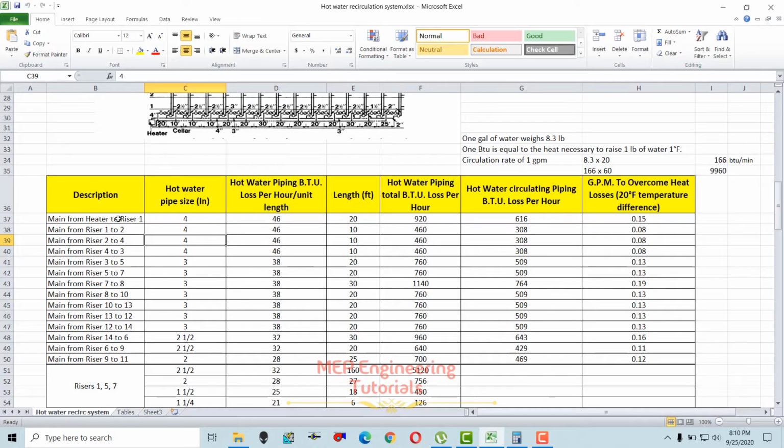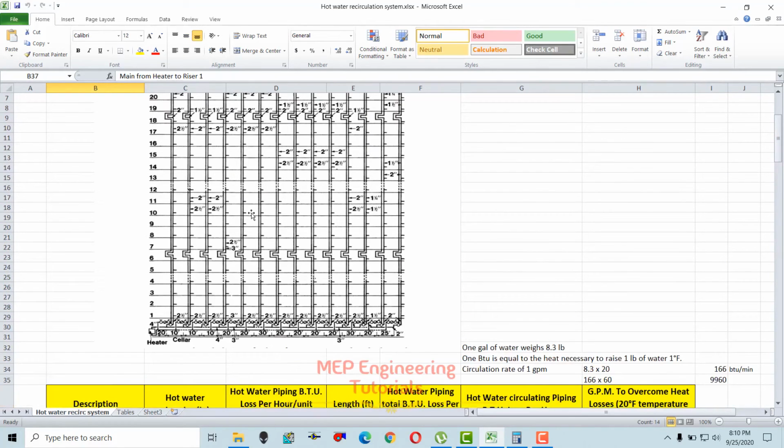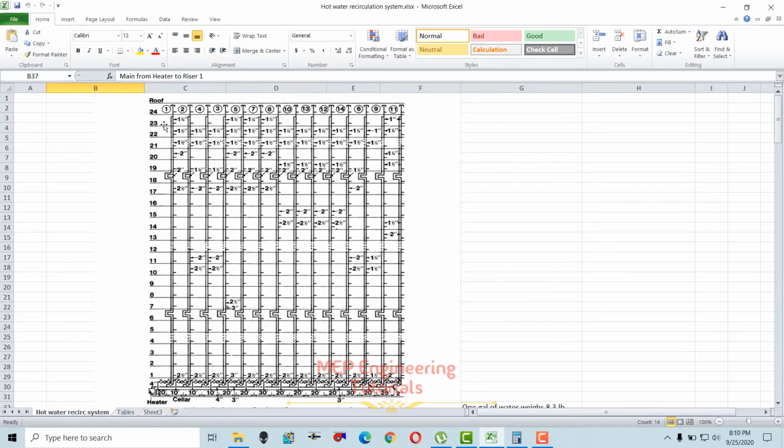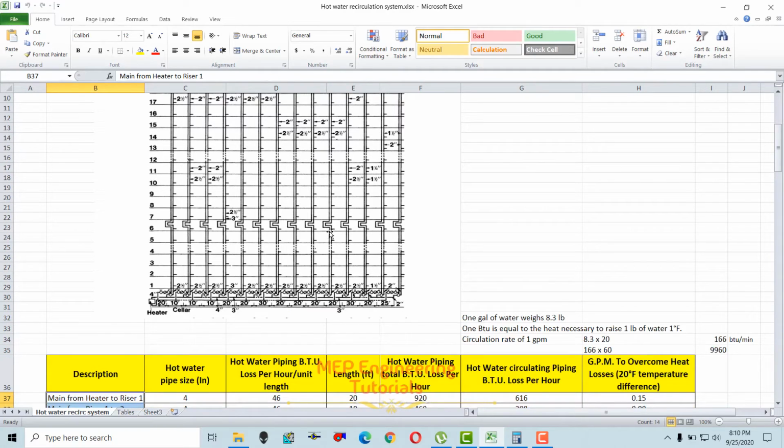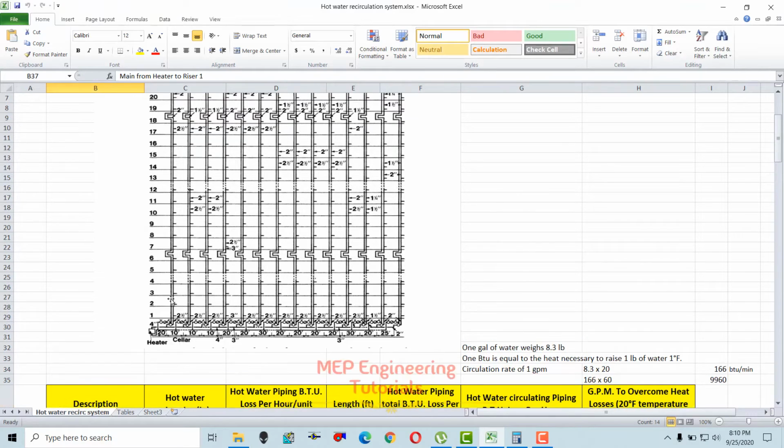The first thing you have to do here is write all the risers which are shown here in the figure. As you can see, I have given a name to each riser, like riser 1, 2, 4, 3 and up till 11. And the hot water piping is already shown here in the drawing.